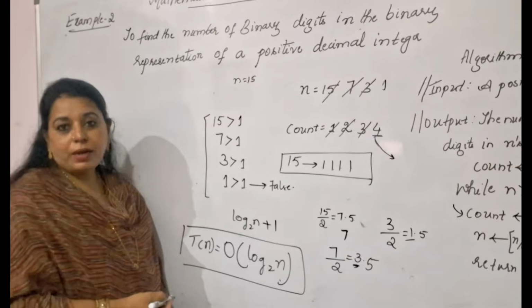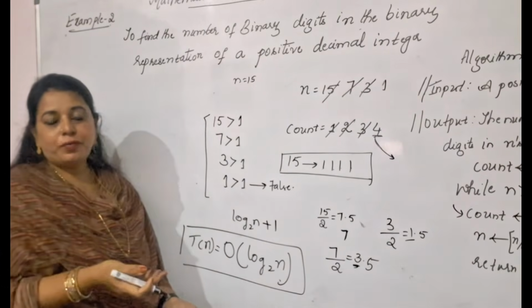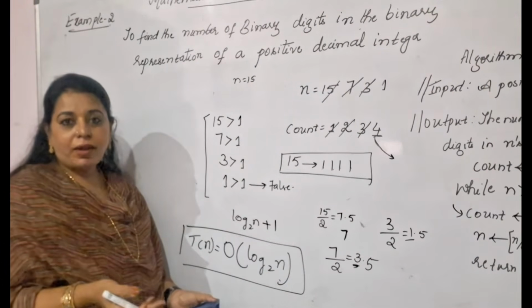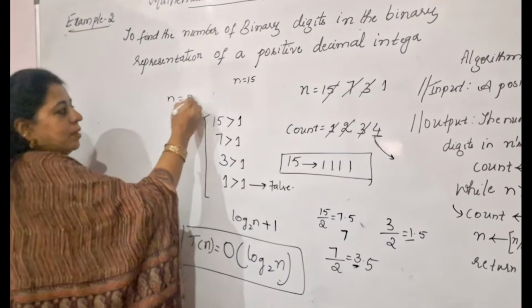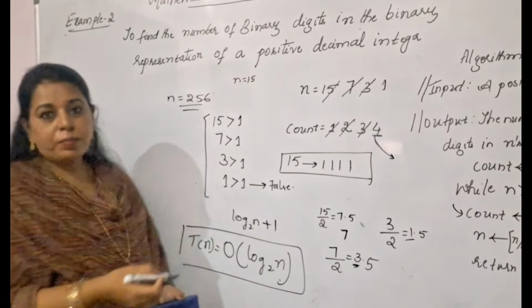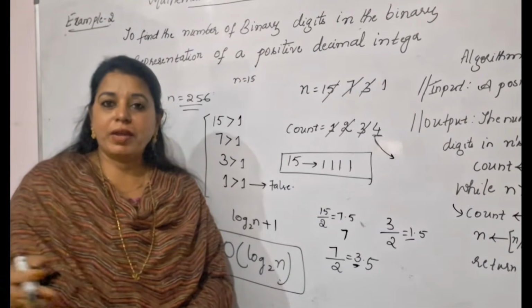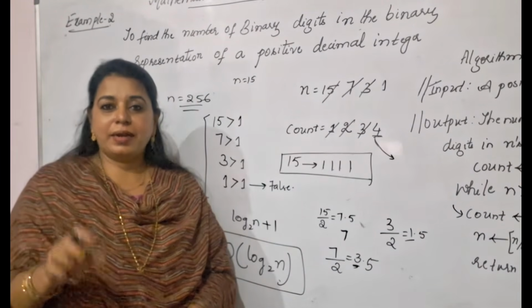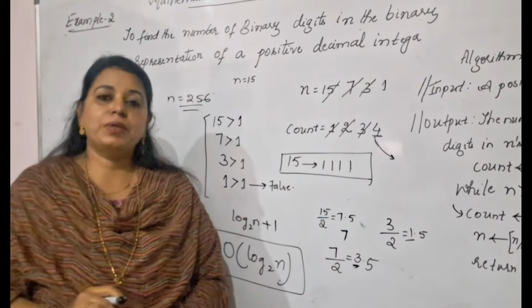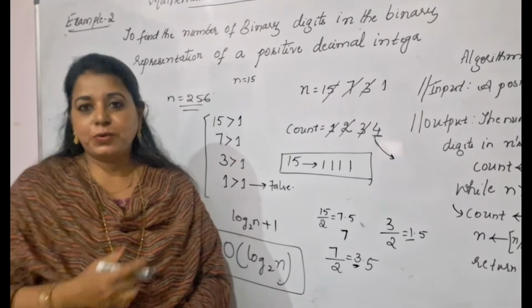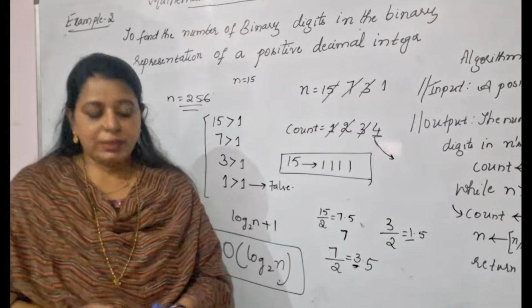So this is a very simple algorithm wherein I have taken n equal to 15. You can try out for a higher value also, n equal to 256. And check how many times this comparison statement gets executed, how many times the count variable gets updated, and what is the return value for the count. That gives you the number of binary digits that is used to represent the given decimal number.